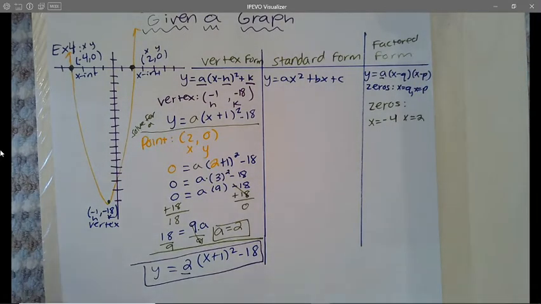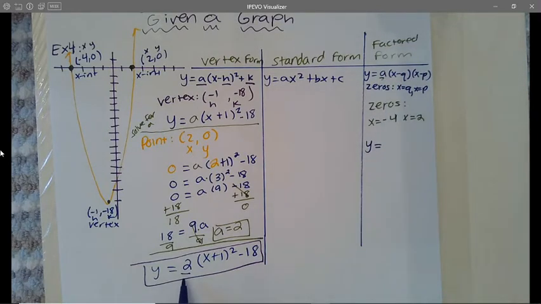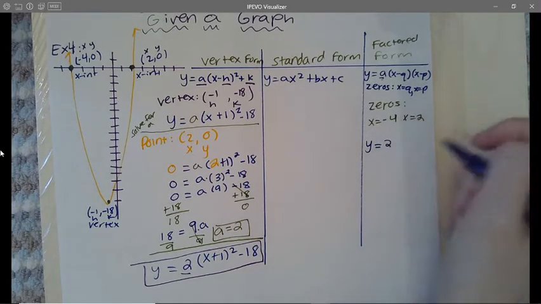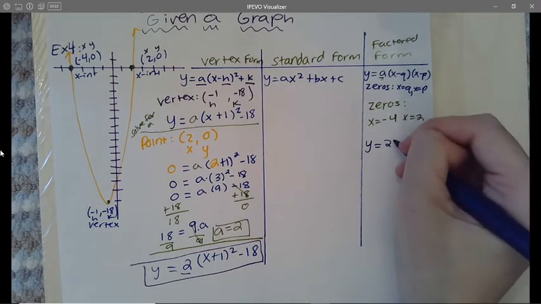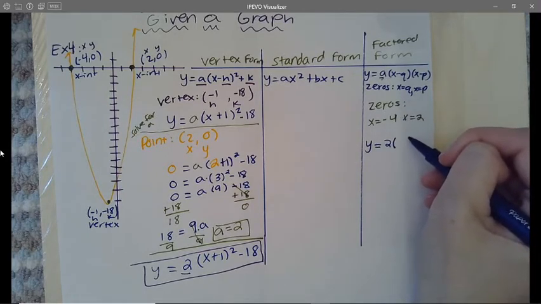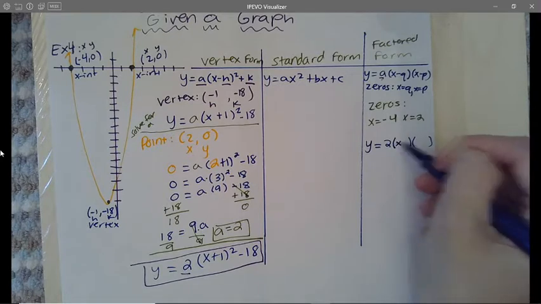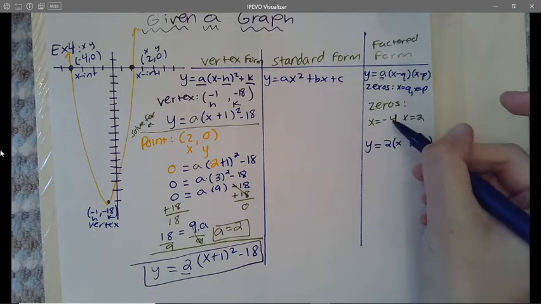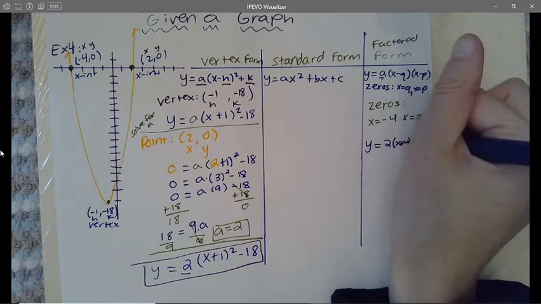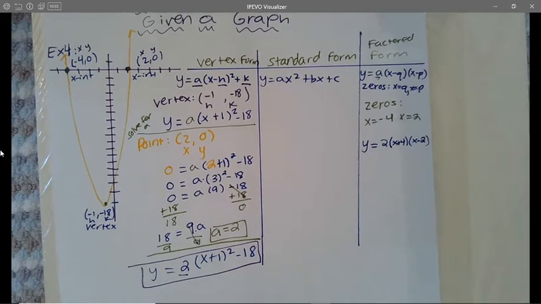Alright, so factored form will be y equals my a value, which we know is 2 now because we found it earlier. So 2. I might run out of space. Got to write small. Okay, and then all we do to get into factored form is put x's in each of your parentheses, and then you simply flip the sign. So the opposite of -4 is +4. The opposite of +2 is -2. And guess what? You have it.